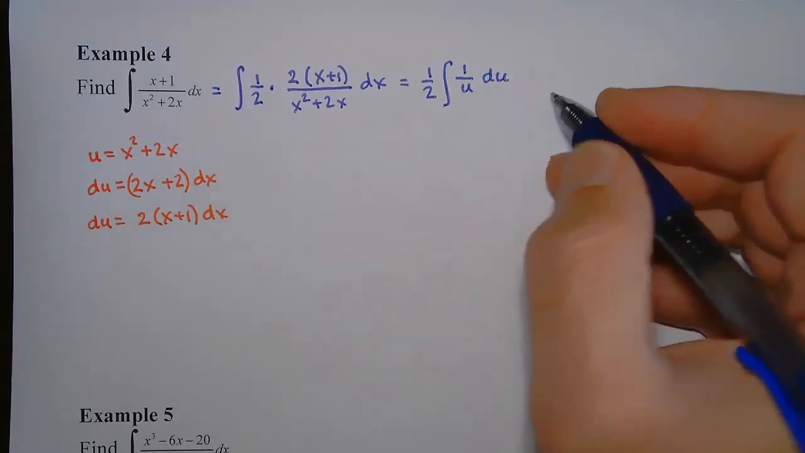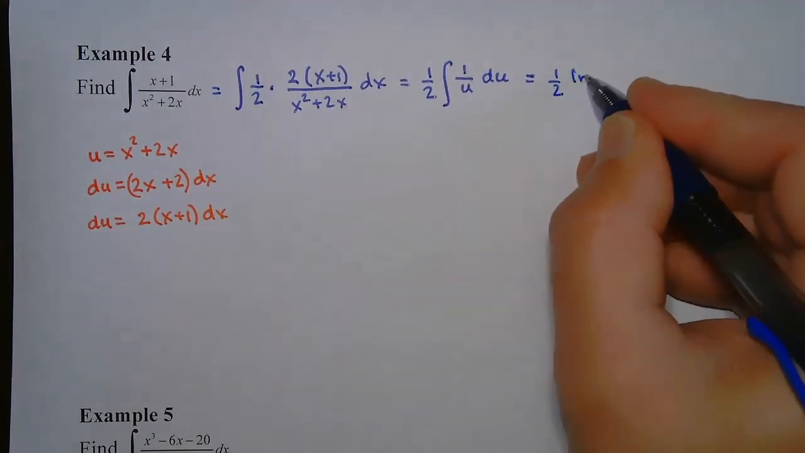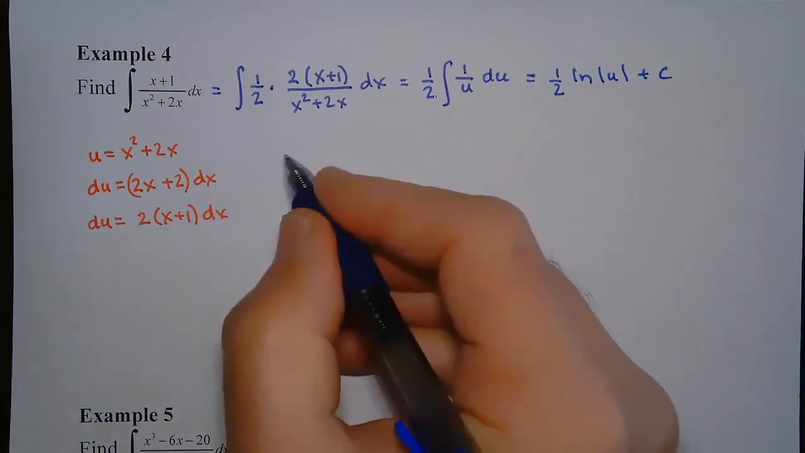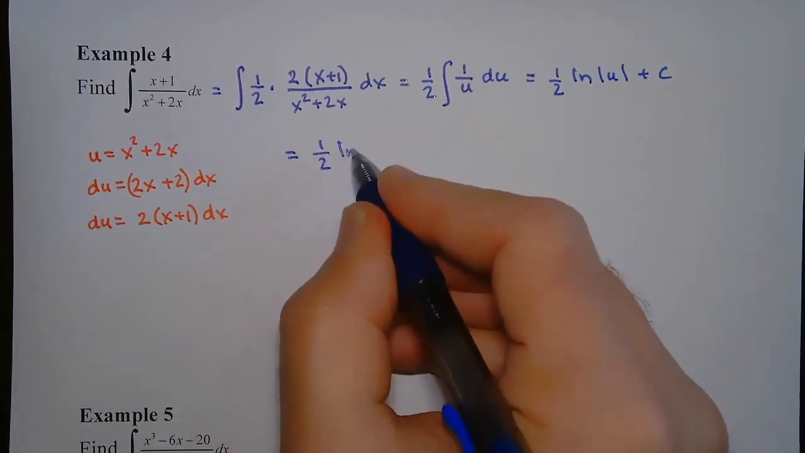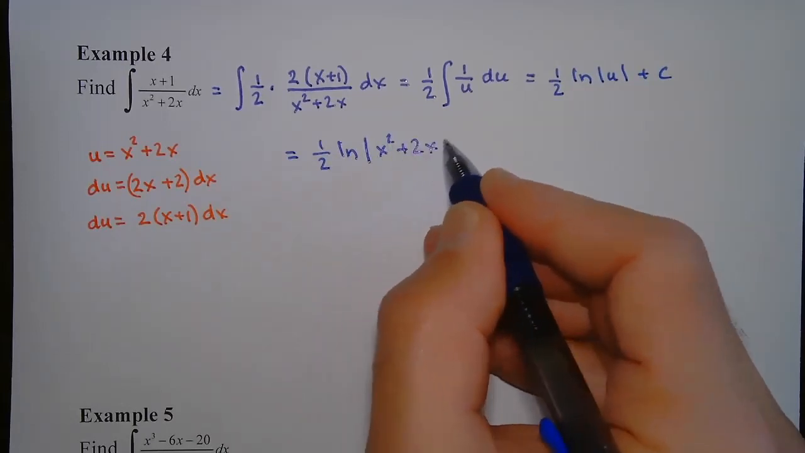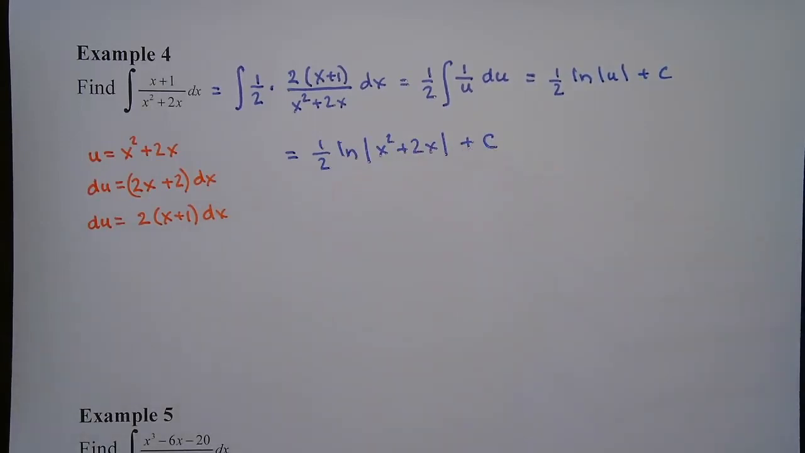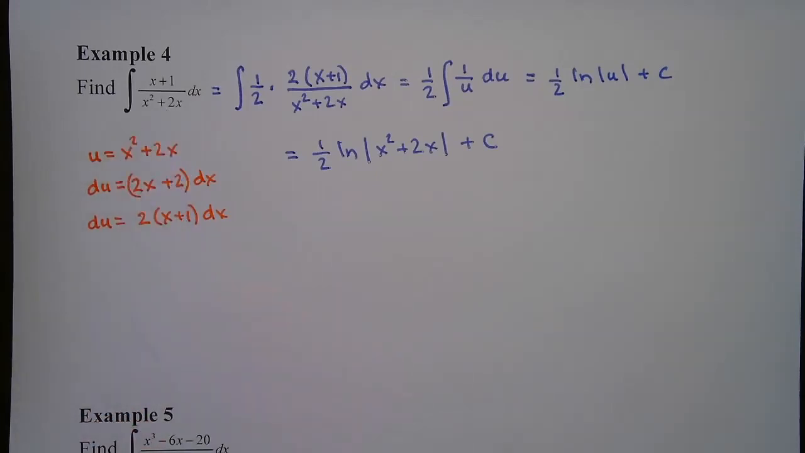du. Well, the integral of that is 1/2 natural log absolute value of u plus your constant c. Our final answer would be 1/2 the natural log of the absolute value of x squared plus 2x plus your constant c. And that's example 4. Up to this point, we've been able to take the derivative of the denominator and pick up the numerator. So we always want to look for that when we see quotients like this.